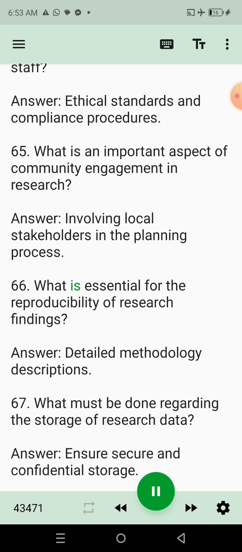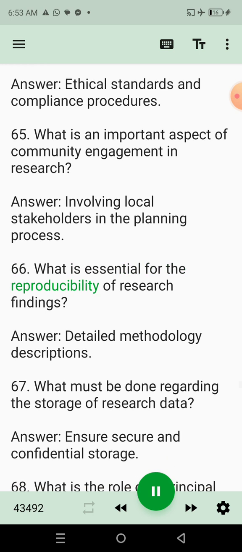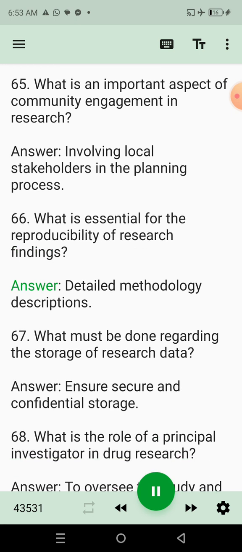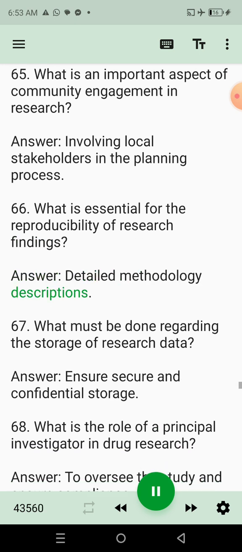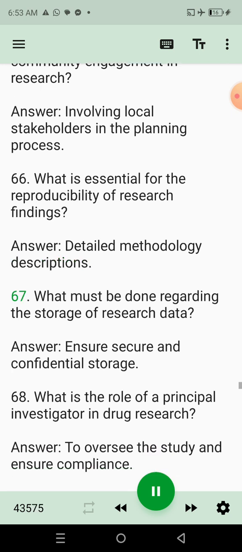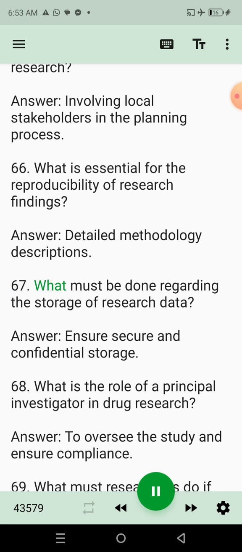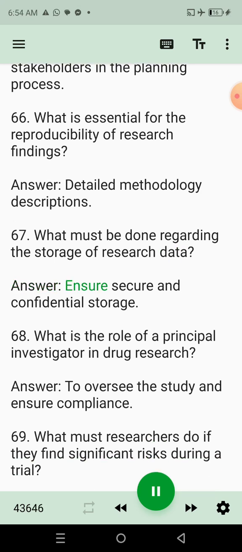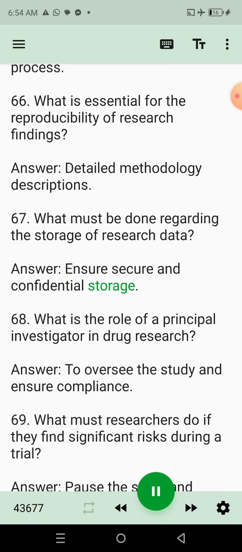66. What is essential for the reproducibility of research findings? Answer: detailed methodology descriptions. 67. What must be done regarding the storage of research data? Answer: ensure secure and confidential storage.